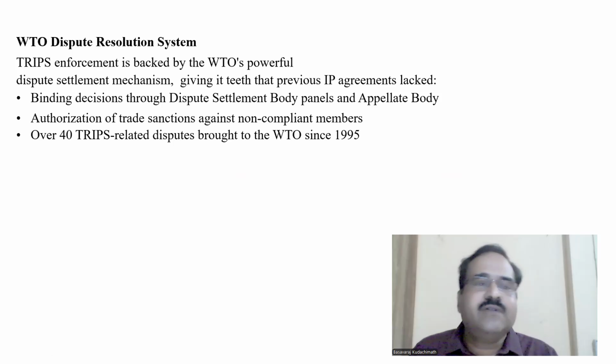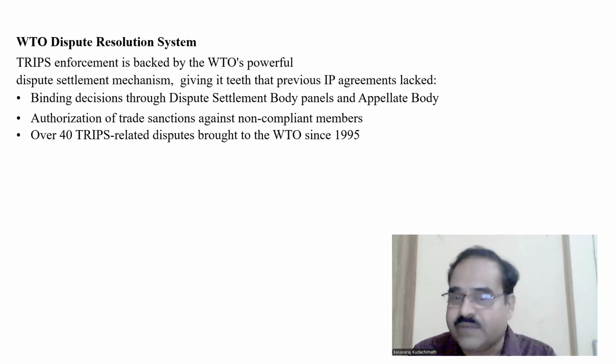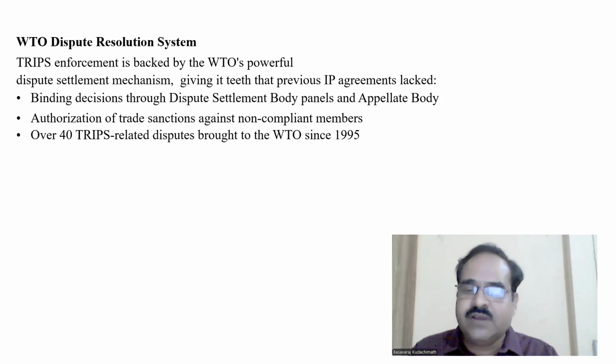So what are the dispute resolution systems? One is binding decisions to dispute settlement body panels and appellate body. It means that any disputes come to WTO, WTO will establish a kind of committee involving certain important country members in that, and those members are told to resolve the problems of the disputing countries.